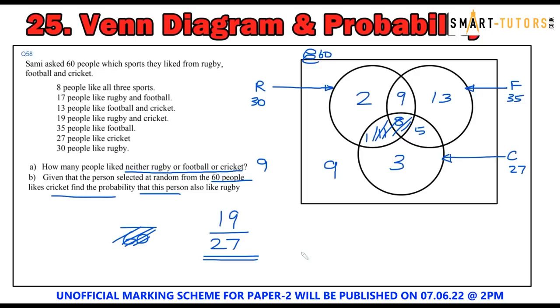So you need to make sure you understand a 2-circle Venn diagram and a 3-circle Venn diagram. You need to know the notation: intersection, dash means complement of a set, and the union. That's all for topic 25.